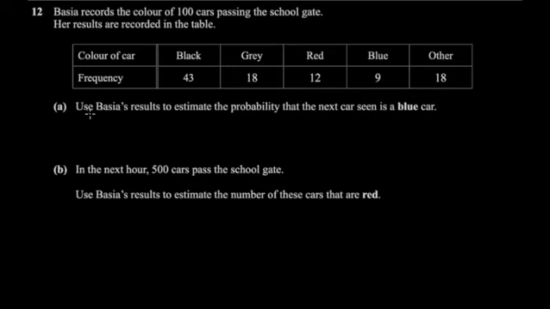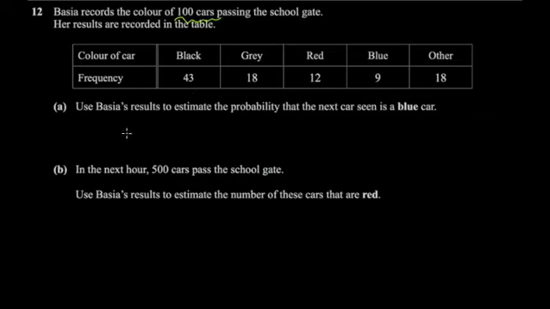Okay, so you're asked to use base year's results to estimate the probability that the next car seen is a blue car. So this is the sample. The sample size is 100 cars here, and for black cars, the frequency is 43 out of the 100 cars. So you can say the probability of getting a black car would be 43%.